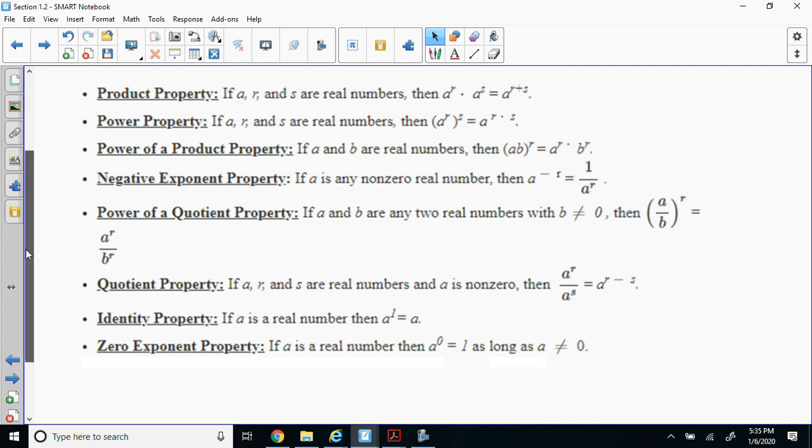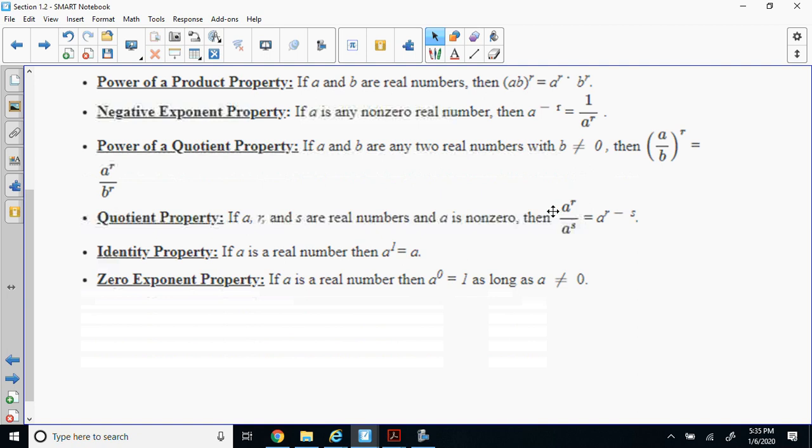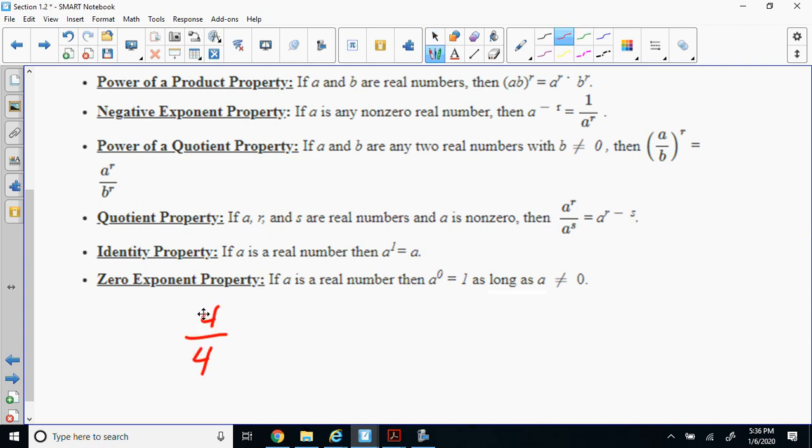And then you've got the quotient property here, which is A to the R over A to the S. If you're dividing like bases, then you have to subtract your exponents, right? Identity property: anything raised to the first power is itself. And then zero power: anything raised to zero is one, right? For grins and giggles, what's 4 over 4? We learned that way back in 3rd grade. Anything over itself is 1, right?